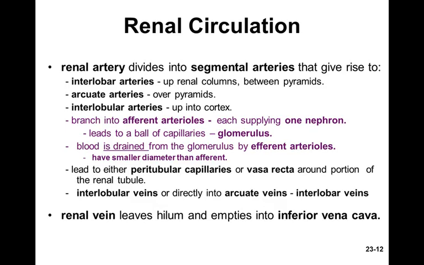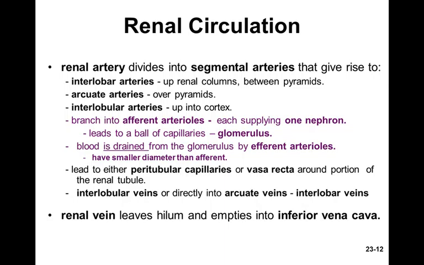You have interlobar arteries that go up the columns, which are the areas in between the pyramids. You have the arcuate arteries, which go over the pyramids. And then you have interlobular arteries, which go all the way up into the cortex. Okay, well, each of these segmental arteries branch into afferent arterioles.